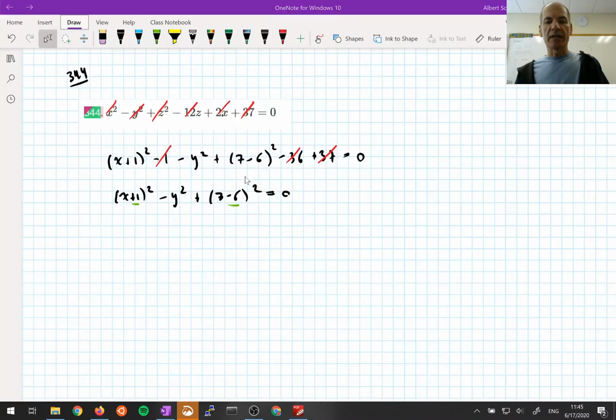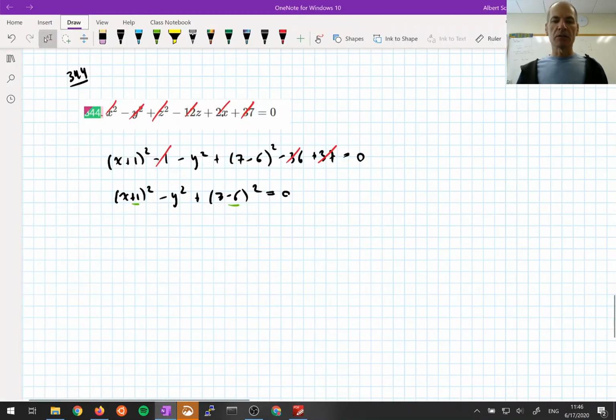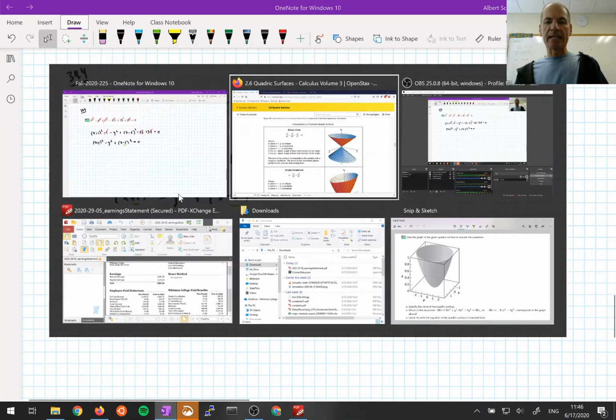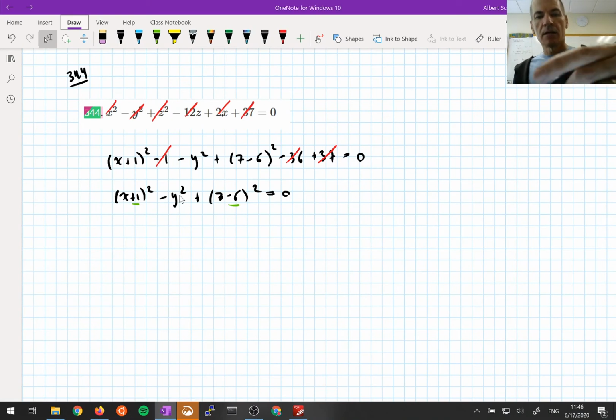Which one is negative? The y quadratic term is negative. Jumping back over here, we see that the negative quadratic term is the axis about which the elliptic cone opens. So that means that we have an elliptic cone that's opening along the y-axis. So we have an elliptic cone. Let's switch again back to black.